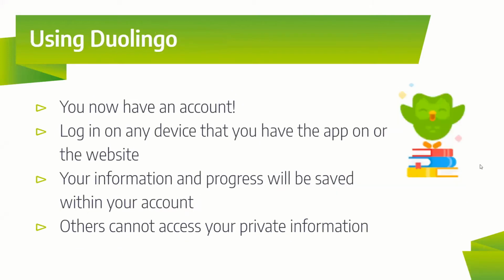So now you have an account on Duolingo. Log in on any device that you have the app on or the website. As explained previously, Duolingo is available on your phone, meaning later on you can download the app and then log in with the same account, and you'll be able to continue without losing any progress. Your information and progress will be saved within your account, and finally, others cannot access your private information.